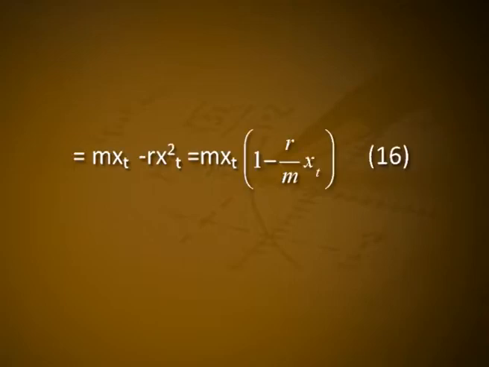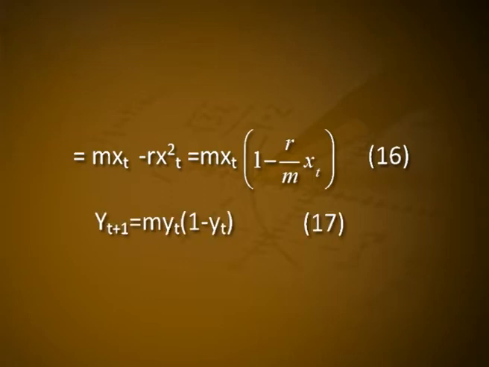Let r x_t / m = y_t. Then equation 16 becomes y_{t+1} = m y_t (1 - y_t).